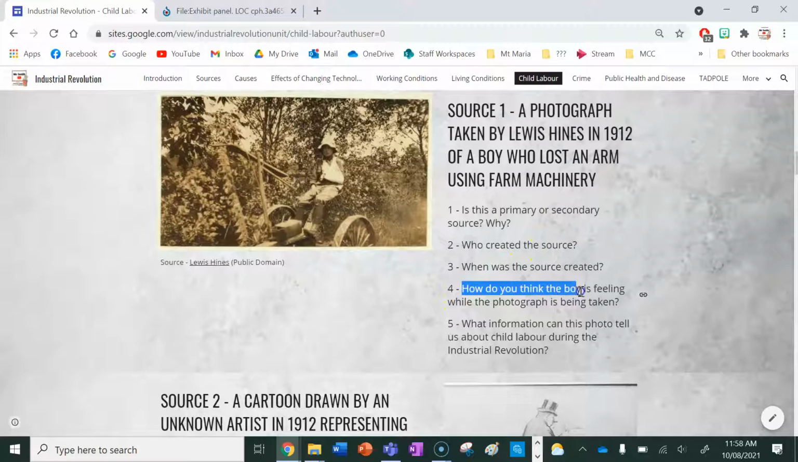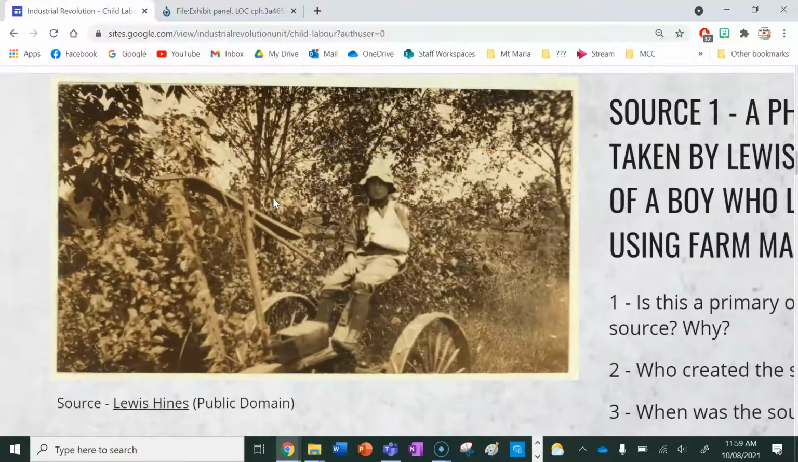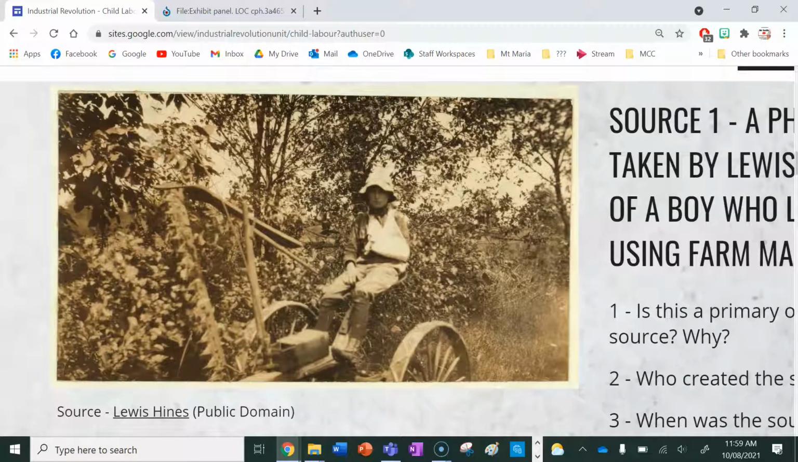Now, number 4, how do you think the boy is feeling while the photograph is being taken? So you kind of have to look at the photo and think a bit more deeply. I'd say he's certainly feeling maybe even a little bit embarrassed that he's having his photo taken, but I'm sure that he's feeling quite negative about how he's been injured at work and now he can't do his job in a factory anymore.